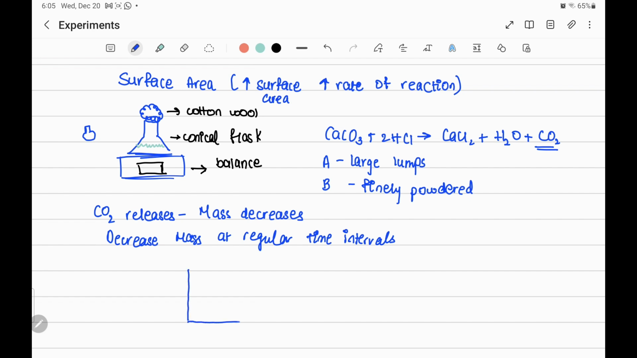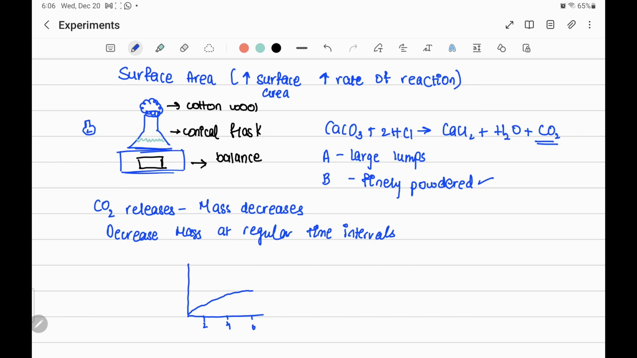For example, this is your A. So you measure at 2 seconds, you measure at 4 seconds, you measure at 6 seconds. And maybe you get something like this. Then you are going to redo this experiment with finely powdered calcium carbonate. You are once again going to measure the decrease in mass at regular time intervals. Same time intervals will give you better accuracy. And you're going to once again plot this, and you're going to get something like this. Now, since this is steeper, you can tell that this is B. It has a faster rate of reaction.